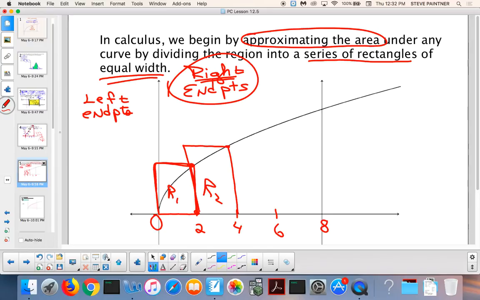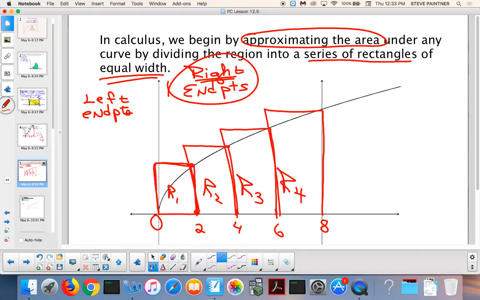4 to 6, make another rectangle. Pick the right number. The right number is 6. Back to 4, rectangle 3. Next one, 6 to 8, pick the right number, 8, hit the graph, come back down to 6, rectangle what? 4.